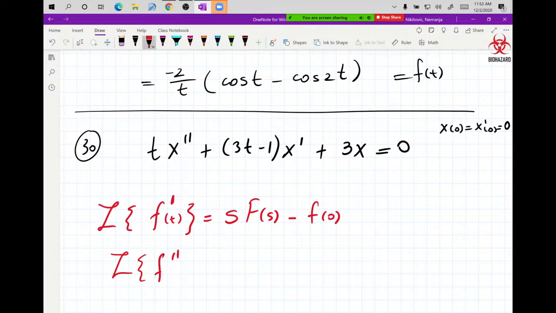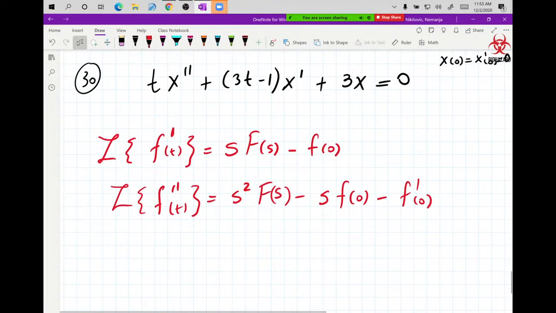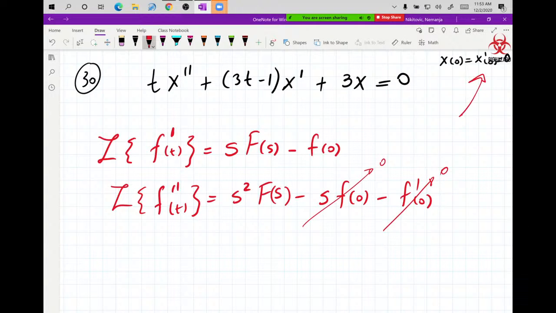Now the Laplace of the second derivative was s squared F of s minus s f of 0 minus f prime of 0. So this was our second derivative formula, but again, both of these are zeros because of the initial conditions right there. So we don't have to worry about any of those.